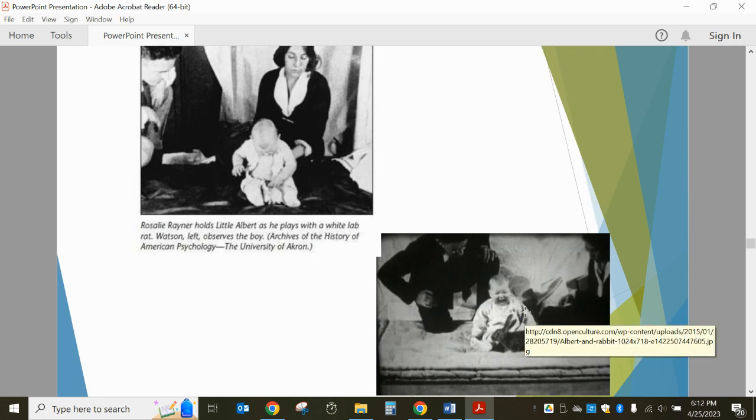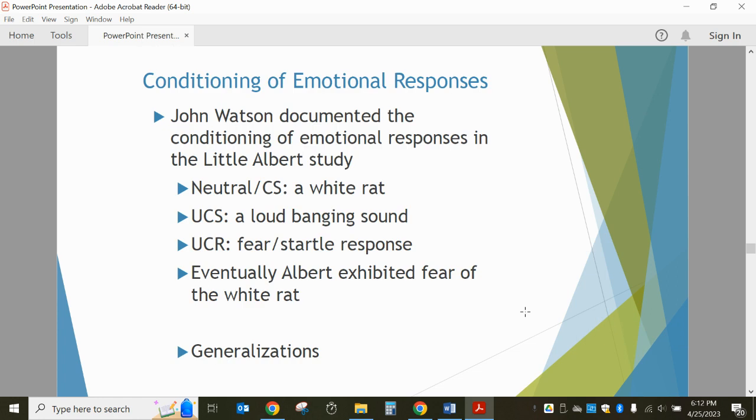Watson is most famous for the famous Little Albert experiment, in which he documented the conditioning of an emotional response to little Albert. In that study, the neutral stimulus was a white rat. The unconditioned stimulus was a loud banging sound. So he paired the white rat with a loud banging sound, and then Albert's unconditioned response was fear, or to be startled. Eventually, with pairing those together, Albert learned to fear the white rat. And he generalized that fear, not to fear only white rats, but bunny rabbits, Santa Claus beards, any kind of soft fabric, anything that was soft and furry.